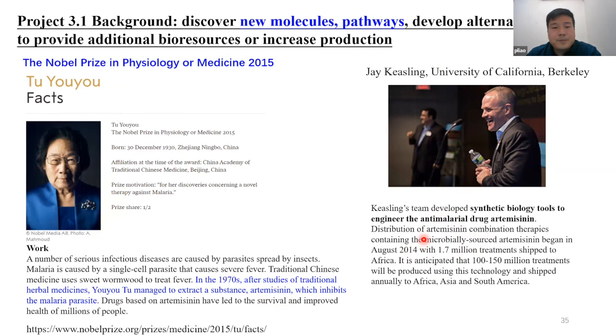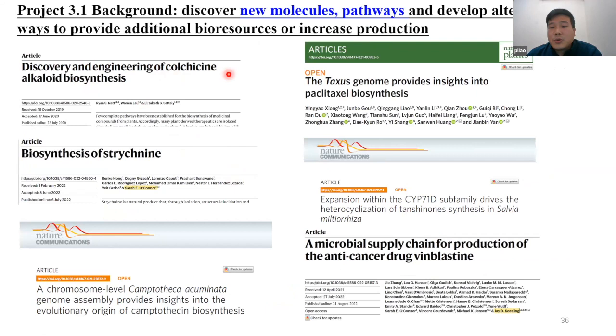There are also many examples showing that people are working in this area, still working on the discovery and engineering of alkaloid biosynthesis. This is also another kind of alkaloid, and this is also an anti-cancer compound. For example, this is Danshen, a Chinese medicinal plant, and this one is also an anti-cancer compound.